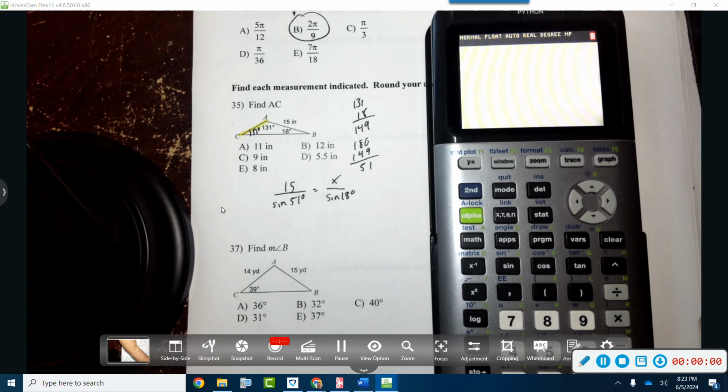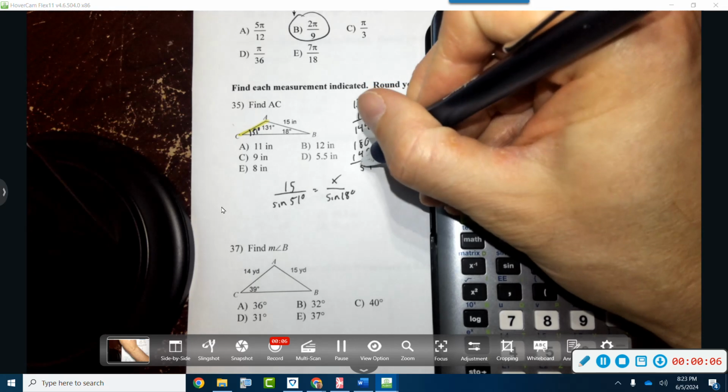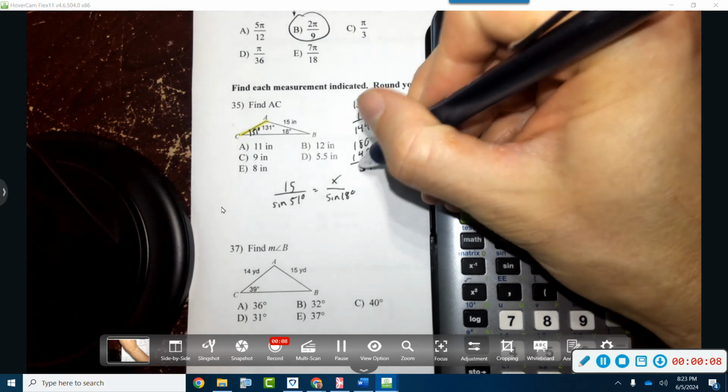I have somebody working on it at school. Okay, somebody's got to fix my computer. Okay. All right. So this is 31 actually.